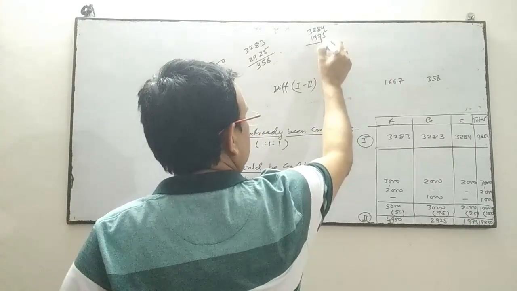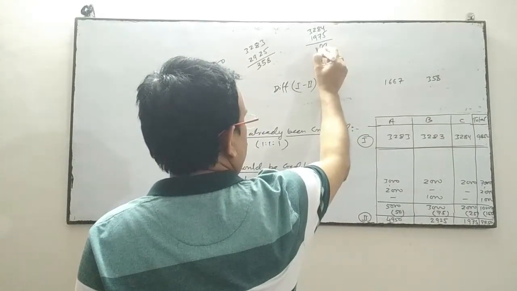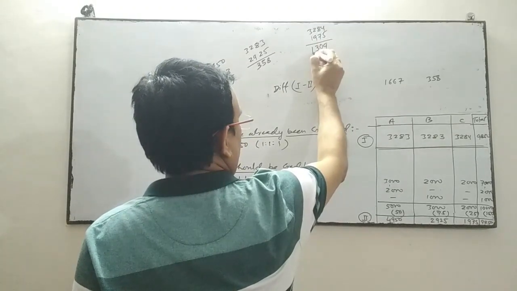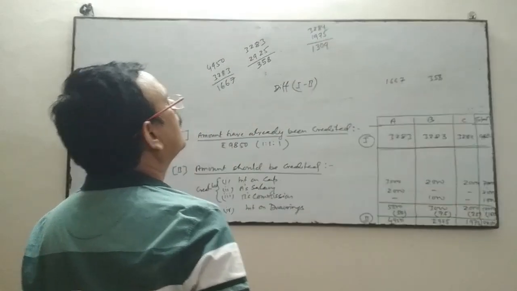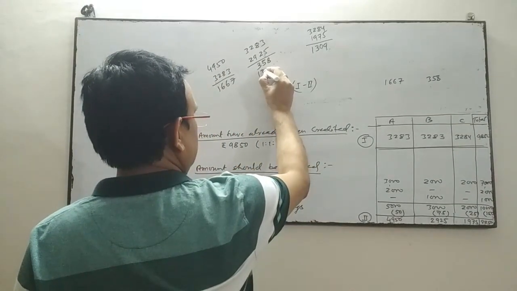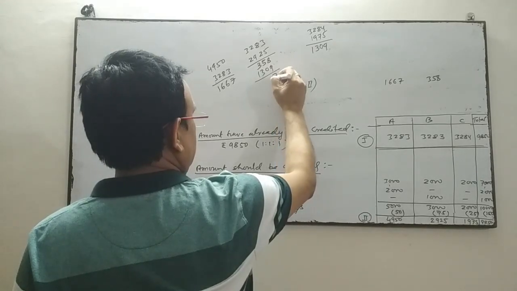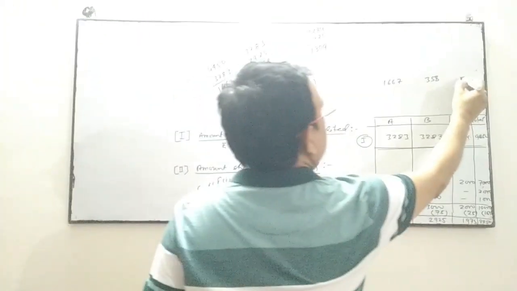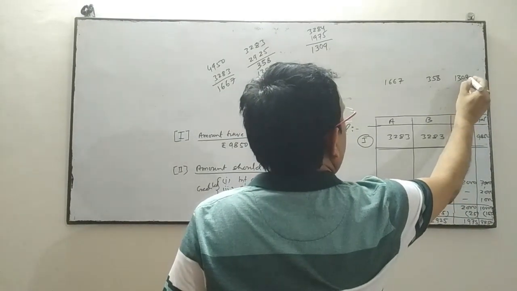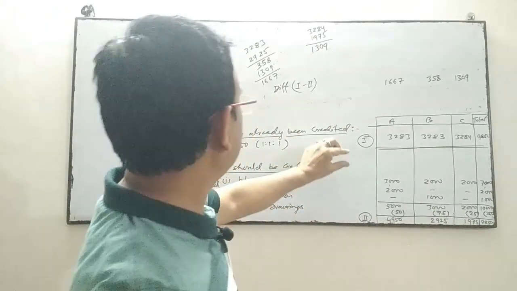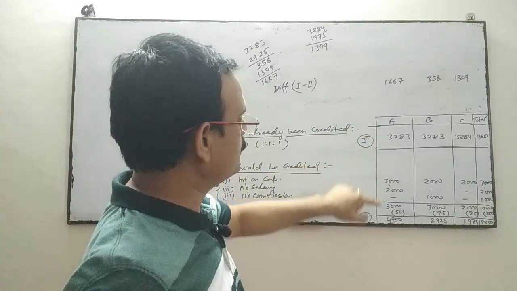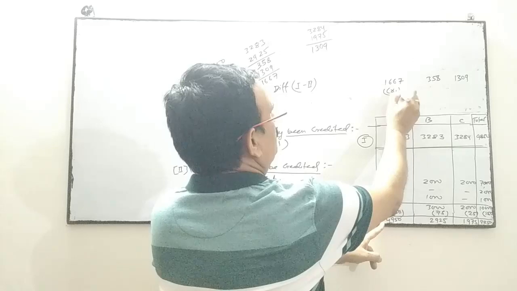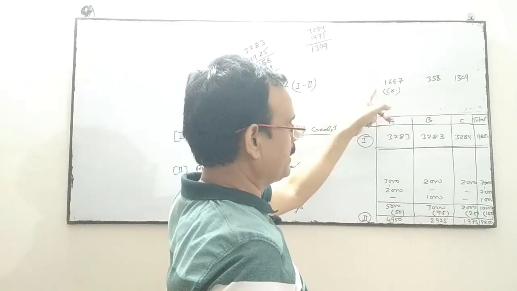The difference is 1,309. Now this much amount we have already credited, and what should be is more, so more amount will be credited. This amount will be credited.